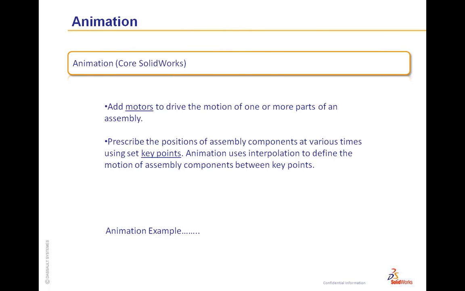The first part of the Motion Manager options that we have available to us is animation. Animation is the ability to drive motors of 1 or more parts. We can prescribe positional changes using what we call key points. Key points keep a location or a moment in time ready for reuse. Animation also uses interpolation to define the motion between the key points. So it tries to figure out what happens between those key points.